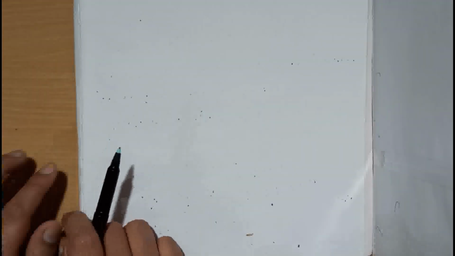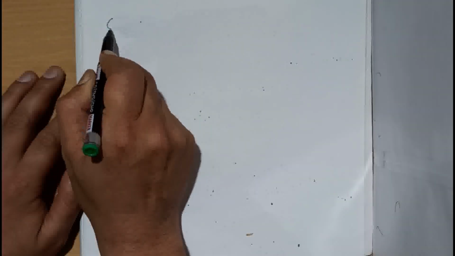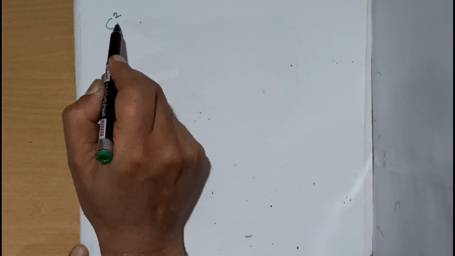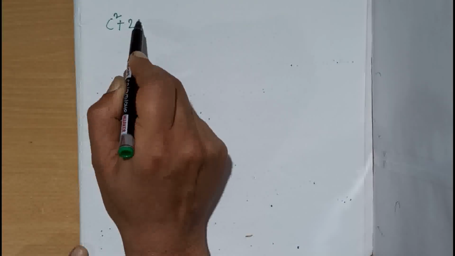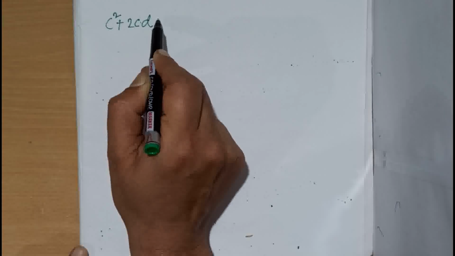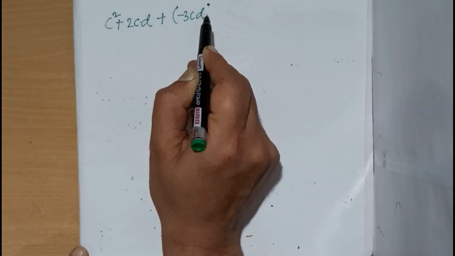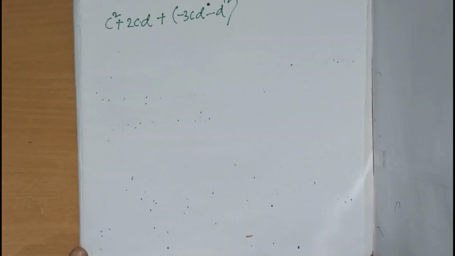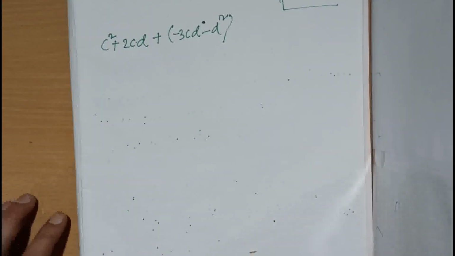Okay, now let us solve the question. The question is c square plus 2cd plus minus 3cd minus d square. Now as I already told you that we can only add the like terms, so here your first duty is to identify the like terms and then rearrange them and you will add.